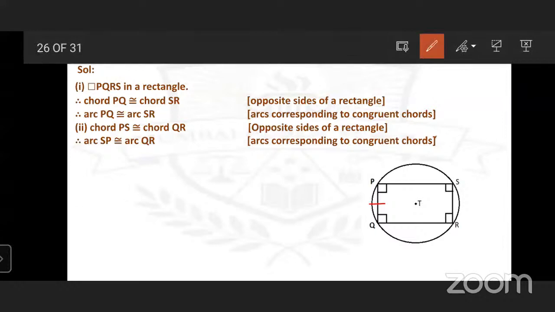See, this side is equal to this, means this arc is also congruent to this arc. This side is congruent to this. Okay, chord is congruent to this. So this arc is also congruent to this arc. That is the arc corresponding to congruent chord.